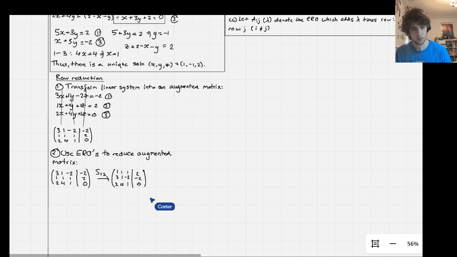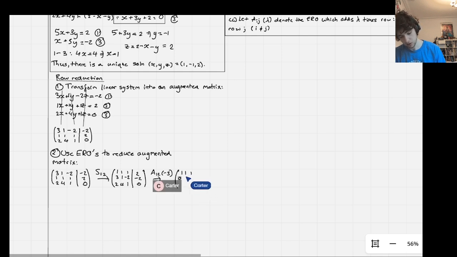Now what we can do is we can do this, A1,2 of minus 3. So you're doing minus 3 times row 1 plus row 2, right? And when you do this, you're going to have minus 3 plus 3, which is 0, minus 3 plus 1, which is minus 2, and minus 3 plus minus 2, which is minus 5, and also minus 3 times 2 plus minus 2 is going to give you minus 8. So this now gives us 1, 1, 1, 0, minus 2, minus 5, 2, 4, 1, and then we have 2, minus 8, 0, right?